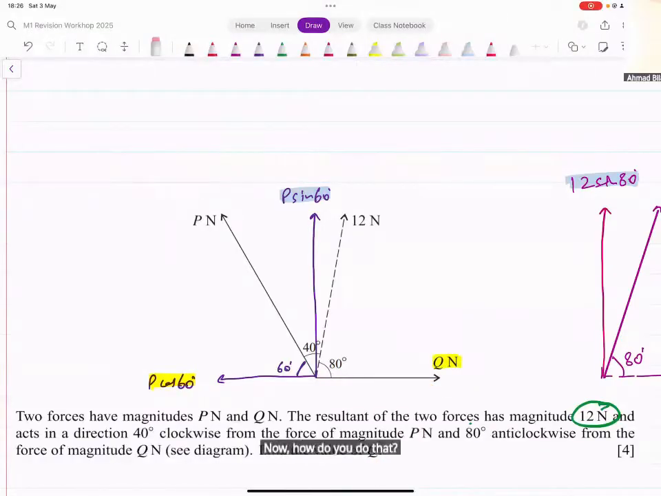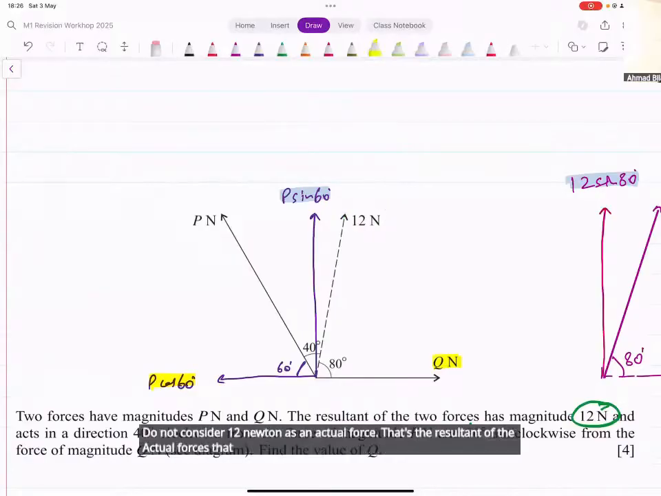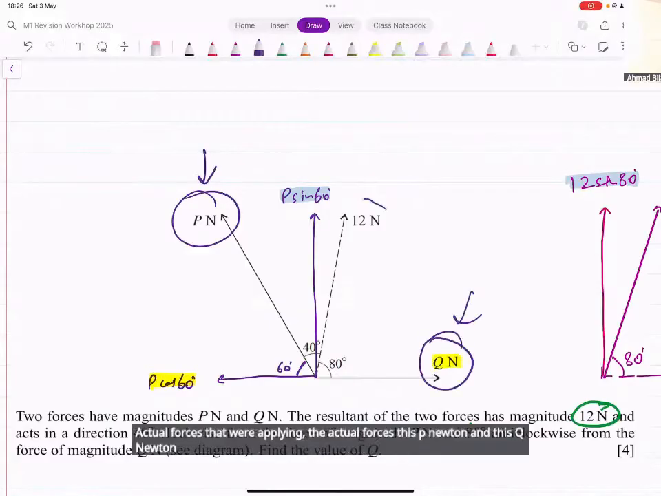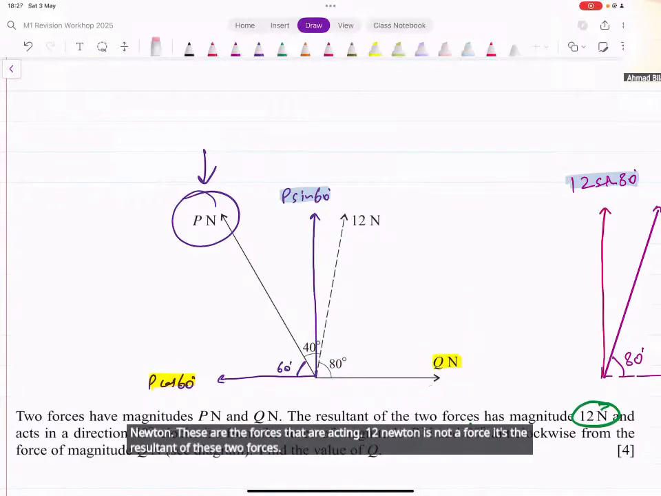Now, when you are finding the resultant, do not consider 12 Newton as an actual force. That's the resultant of the actual forces that we're applying. The actual forces, this P Newton and this Q Newton. These are the forces that are acting. 12 Newton is not a force. It's the resultant of these two forces. Now, how do you find the value for Q in this case?